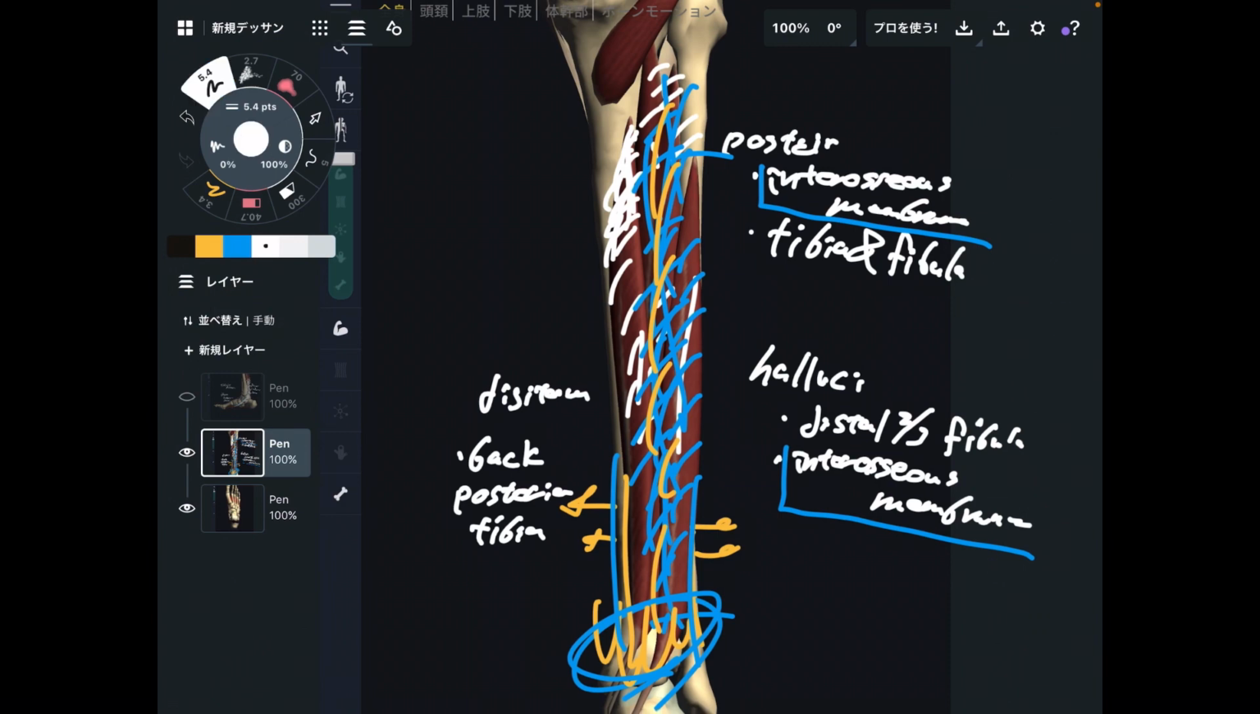Then two muscles attach to this membrane. What happens if these muscles get tight? The interosseous membrane gets tight. Ankle joint movement gets tight. Very important connective tissue. Well, this is the origin of these muscles.